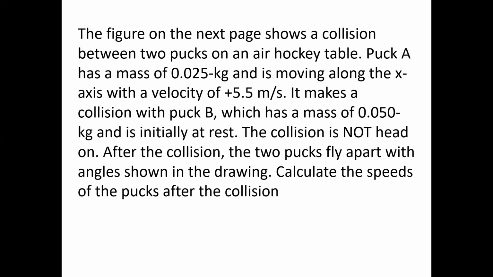The figure on the next page shows a collision between two pucks on an air hockey table. A has a mass of 0.025 kg and is moving along the x-axis with a velocity of plus 5.5. It makes a collision with puck B, which has a mass of 0.050 kg and is initially at rest.